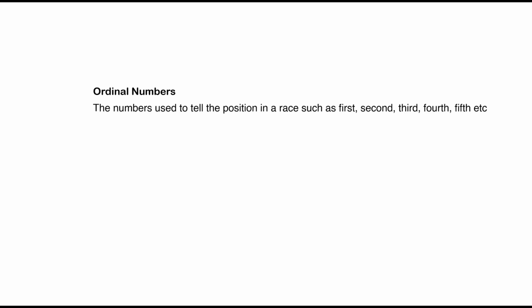Ordinal numbers are used to tell the position of athletes in a race, such as first, second, third, fourth, and so on. These numbers are used wherever ranking is involved. So the ordinal number for the number 1 is first, for 2 it is second, for 3 it is third, then fourth, fifth, sixth, seventh, and so on.